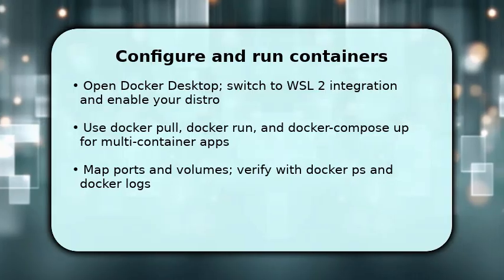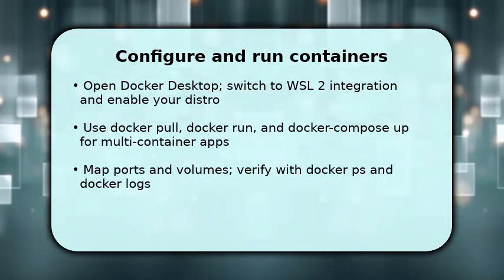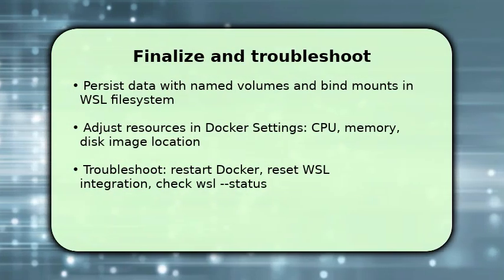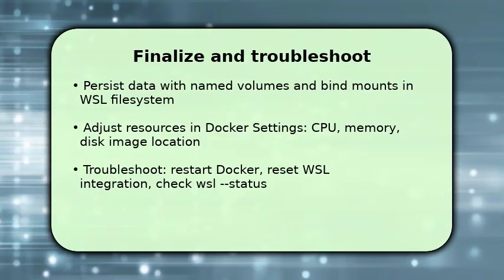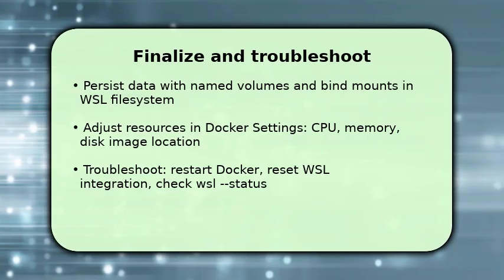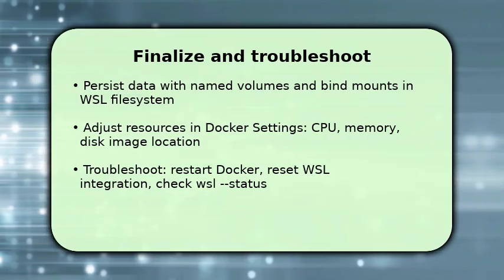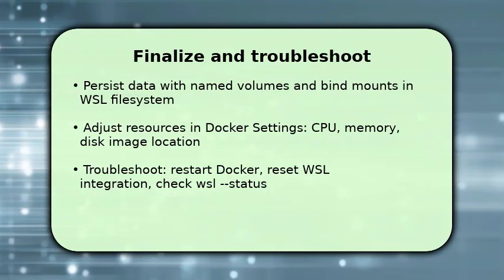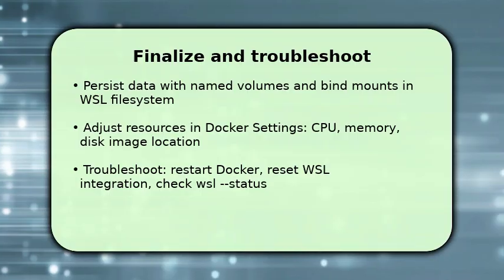You finish by setting up persistent storage. Use named volumes or bind mounts inside the WSL file system to avoid Windows path performance issues. Then tune Docker Desktop resources, CPU, memory, and disk image location from settings so your containers run smoothly.